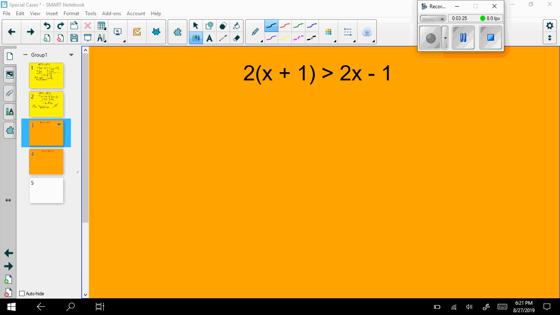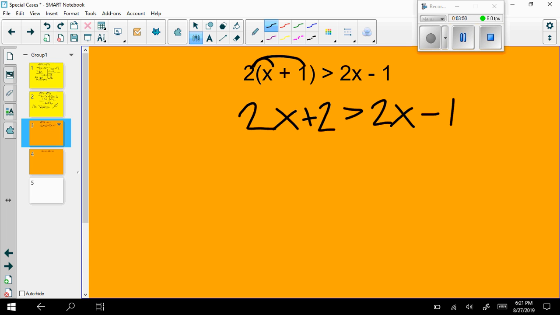Now let's look at inequalities and their special case. So just like the other 2 problems, we approach inequalities the same way as we approach equations. So the goal is to get the variable on one side. The first thing we need to do is distribute this 2 to our x and our 1. That gives us 2x plus 2 is greater than 2x minus 1.